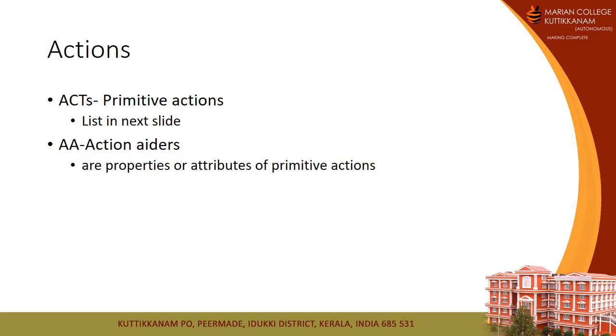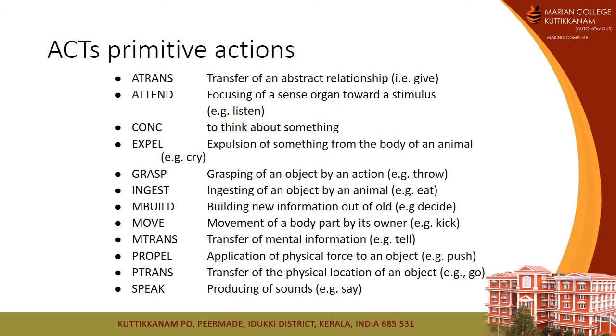Then the actions. There are two types of actions in conceptual dependency. One is primitive actions, represented by ACTS, and the second one is AA, action aider. Action aiders are properties or attributes of primitive actions. And there is a list of primitive actions: ATRANS, ATTEND, CONC, EXPEL, GRASP, etc. So you can just read each of these.